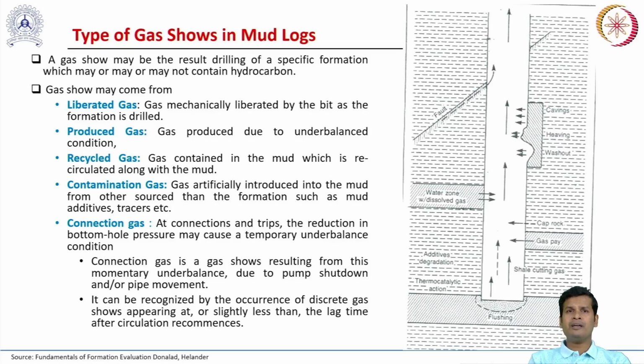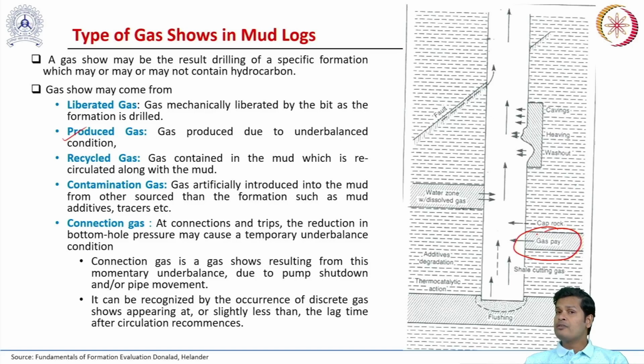There could be a number of gas show sources. For example, they could be liberated gas, produced gas, recycled gas, contamination gas and connection gas. Liberated gas is nothing but the gas mechanically liberated by the bit as the formation is being drilled. So this is a true gas show when we are drilling through an oil and gas bearing formation. The gas is liberated and it is mixing with the drilling fluid, which is now at the surface, detected. Produced gas is the gas which is produced due to underbalance condition. For example, this is a gas pay zone.